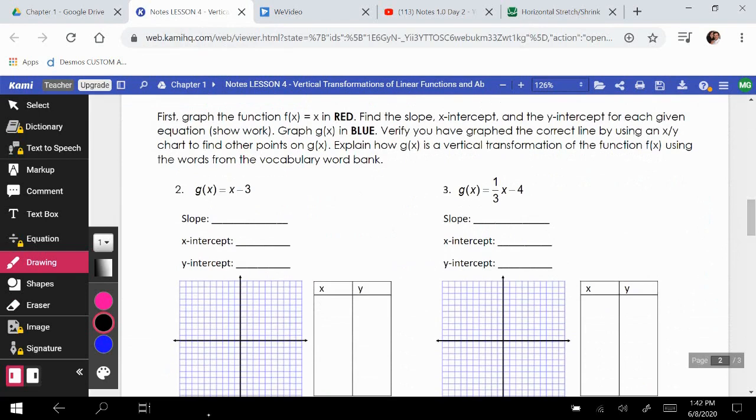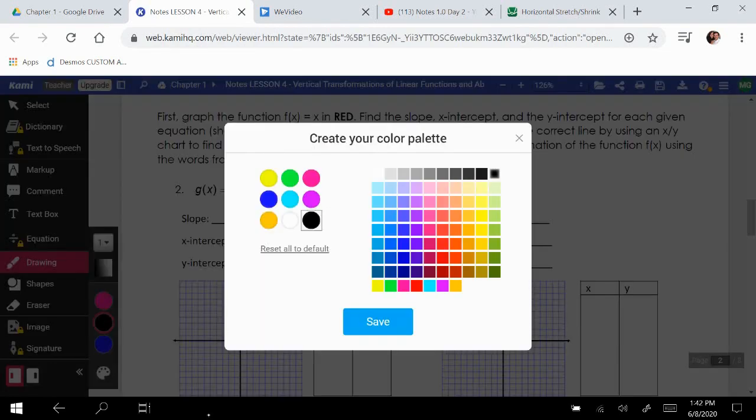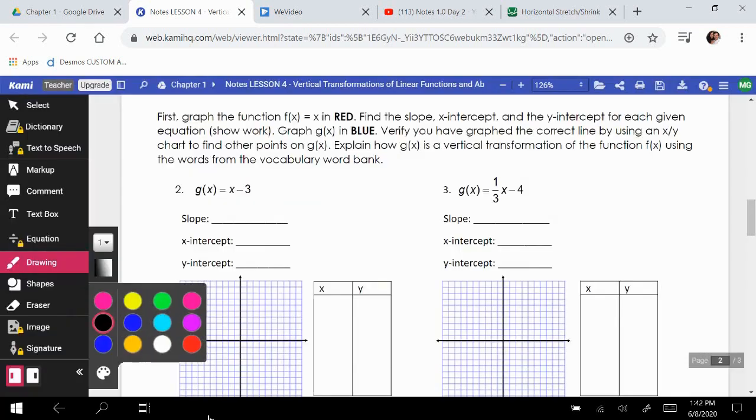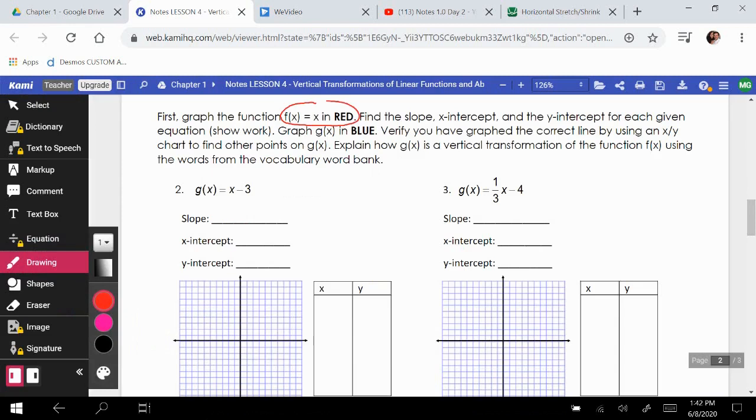All right, in this section we're going to graph the function f of x equals x in red. So let me grab red from my palette. I'm going to graph the parent, this is known as the parent function, in red, and then we're going to find the slope, x-intercept, y-intercept of the given equation, and we're going to graph that in blue. So let's start by graphing the parent function. Again, your parent function is y equals x. You'll notice that the parent function has a slope of 1 and a y-intercept of 0.